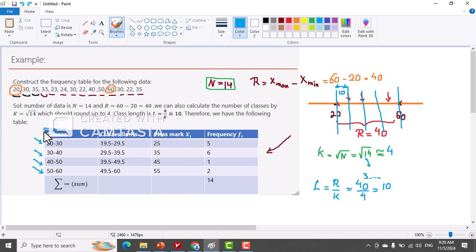These are our classes. As I mentioned, by calculating the range of the data, we found the difference between the data, which is 40. Then we choose the number of classes by calculating the root of n, which is equal to 4. And at the end we calculate the L, or length of each class, which is equal to 10 over here. For this reason our classes start from 20 to 30, 30 to 40, 40 to 50, 50 to 60.